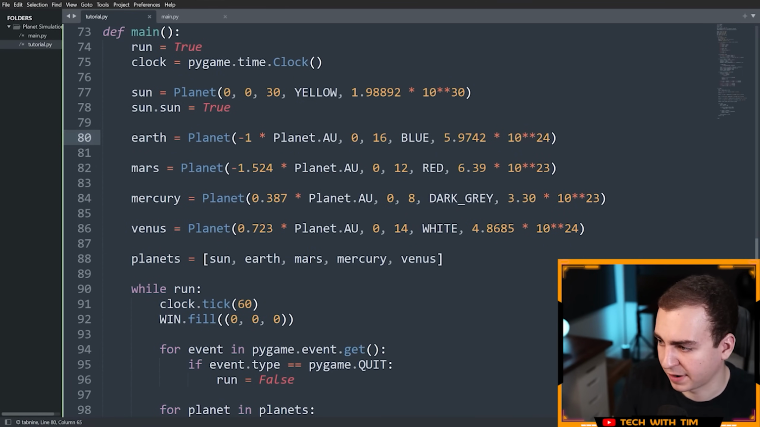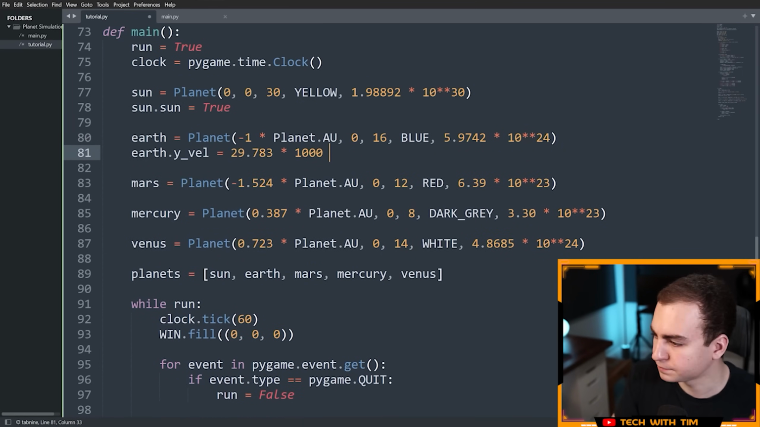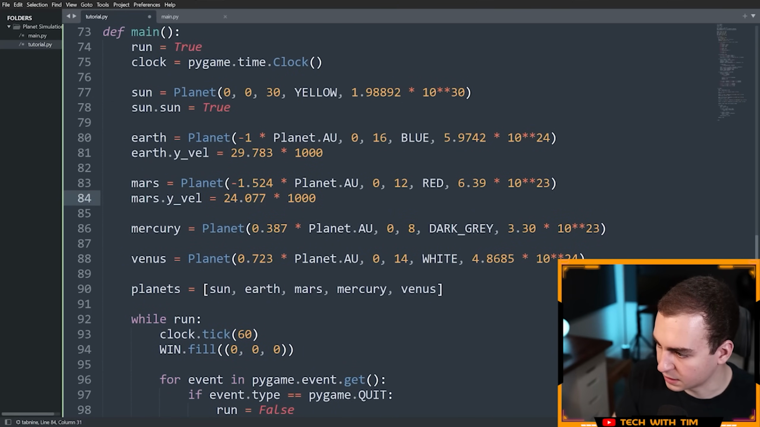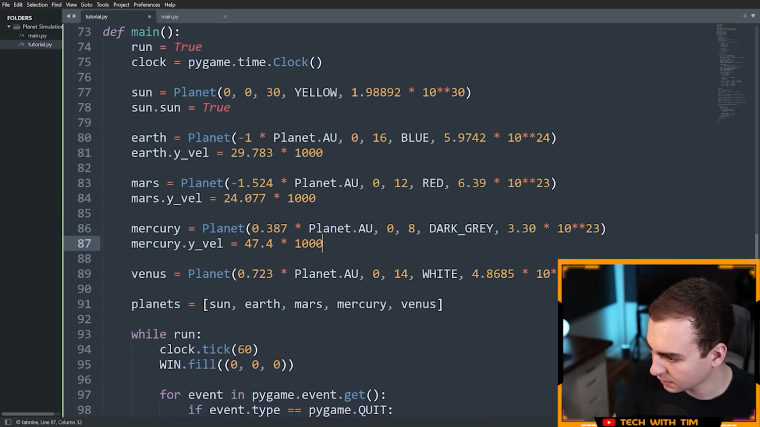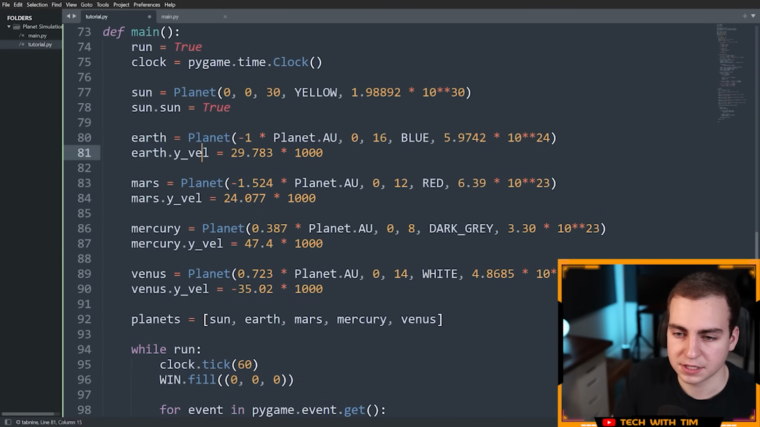I'm just going to copy them in from my other screen. So this is the Earth velocity. I'll pause so we can read them all in a second. This is the Mars velocity. This is the Mercury velocity. And then this is the Venus velocity. Okay. So the Earth y velocity is 29.783. This is kilometers per second multiplied by 1,000, which gives us meters per second because that's what we're using. The Mars velocity, 24.077 multiplied by 1,000. Again, this is meters per second, so we have kilometers, then we convert to meters. 47.4 for Mercury, and then negative 35.02 times 1,000 for Venus.